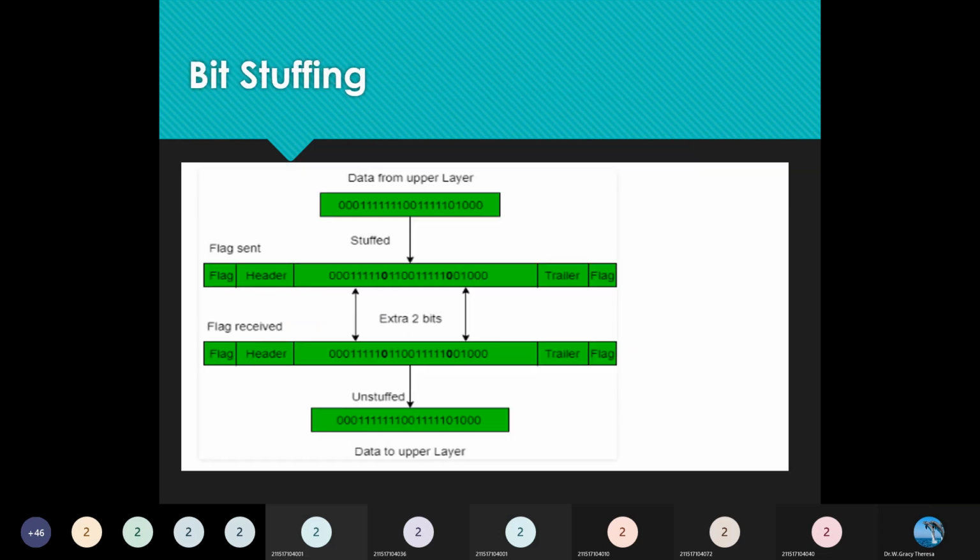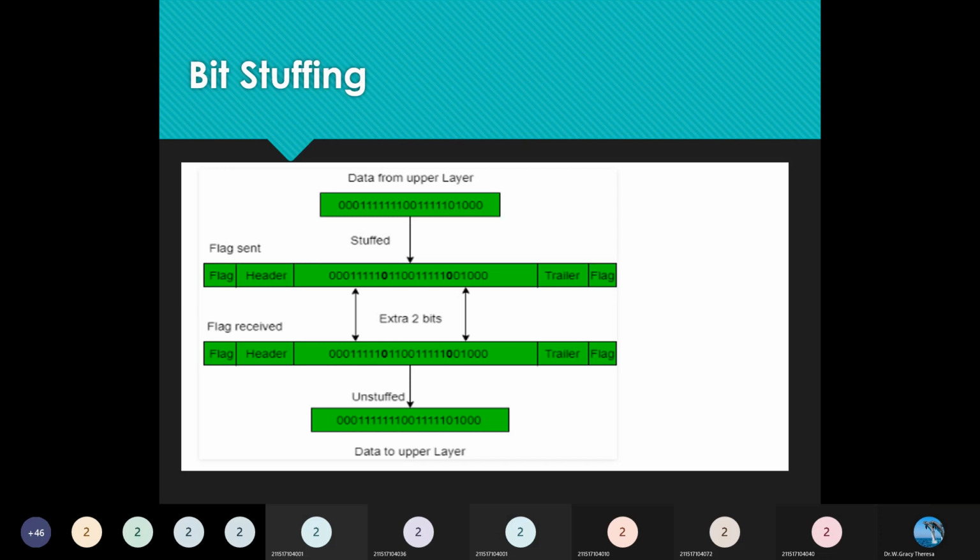Next we are going to see the bit stuffing. So what is this bit oriented? Normally when we're talking about bit stuffing, it happens in bit oriented framing. In bit oriented framing, the data part will be a sequence of bits to be interpreted by the upper layer. It can be text, graphics, audio or video and so on.